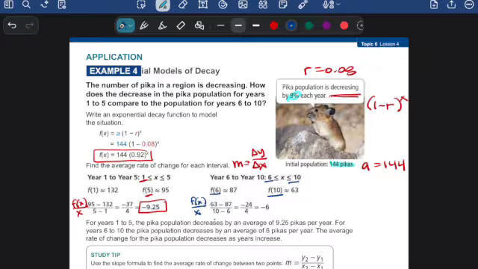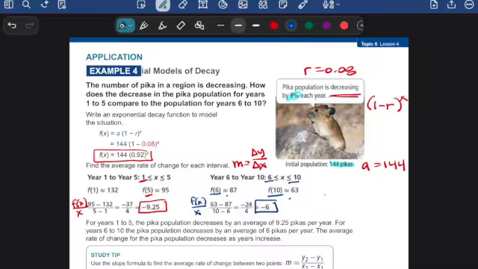63 minus 87, 10 minus 6. So make sure you're using the same point, the second point minus the first point, in both cases for output and input. We get negative 24 divided by 4, which is negative 6. So our average rate of change for the second interval, later on, more years down the road, it's not changing as much. It's not as steep.